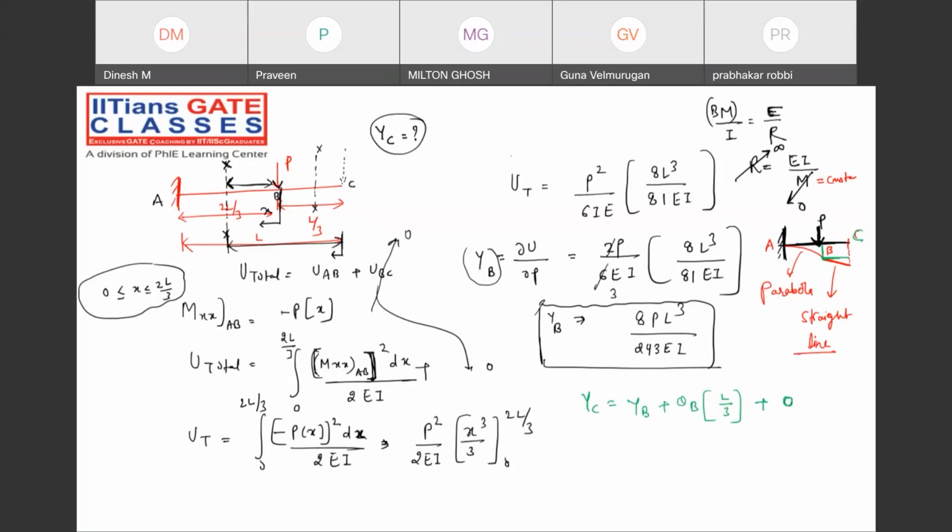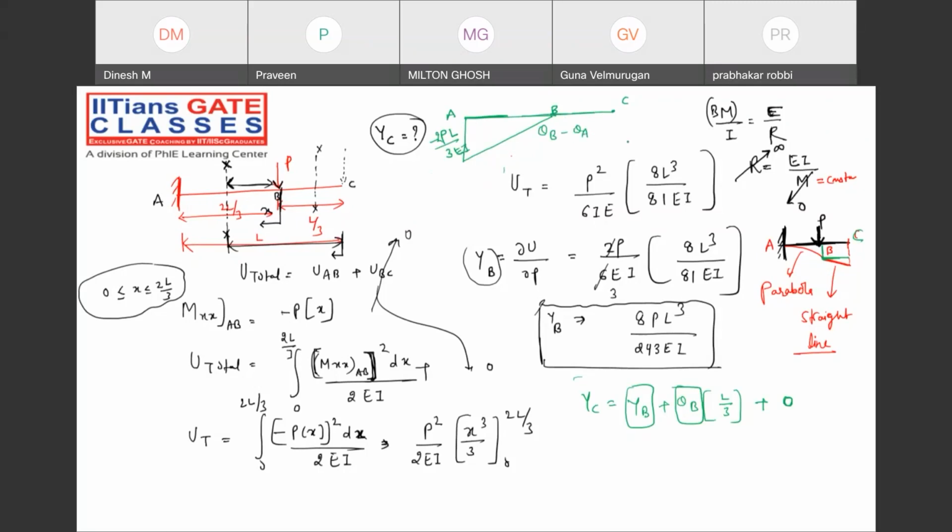Perfect. Now after that, what can you calculate? Suppose you have found out this YB value, that is absolutely fine. But how to find the theta B value? From the moment area diagram, you can find the value of theta B.